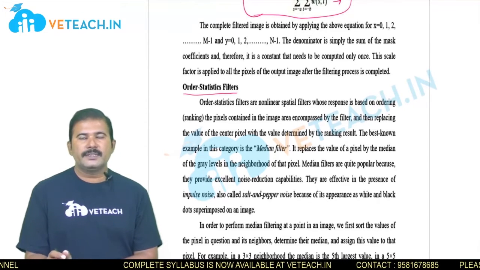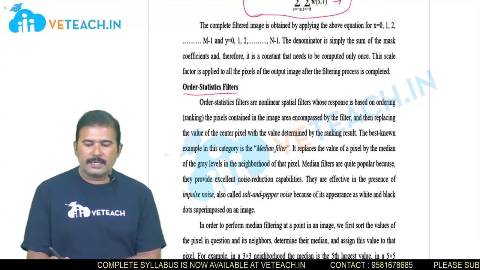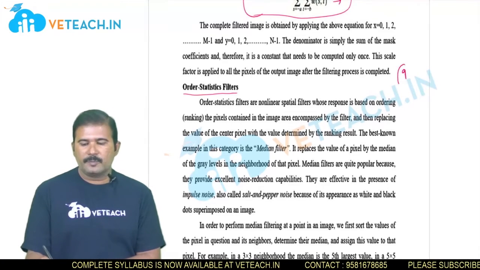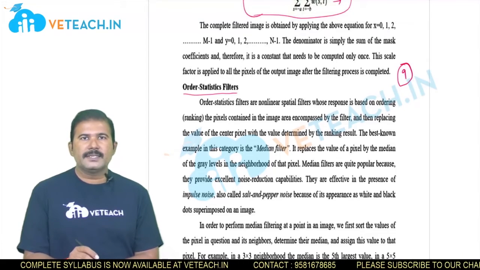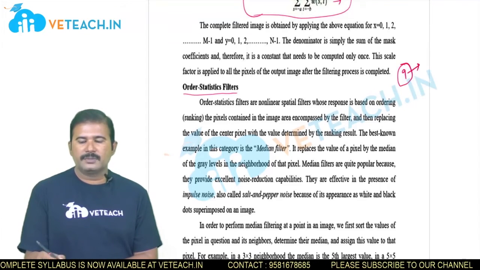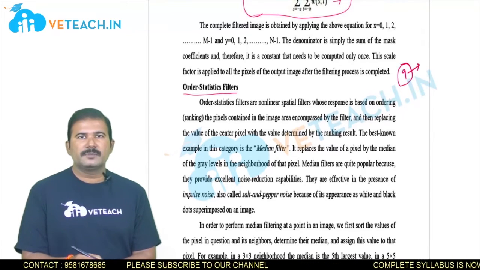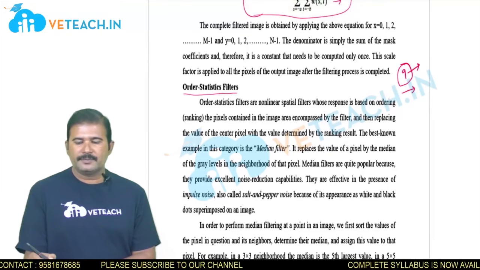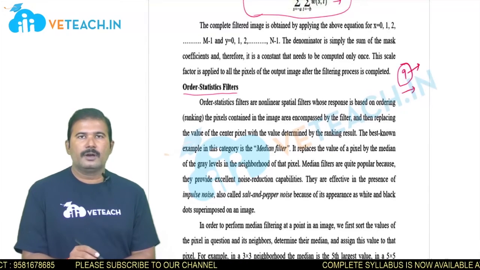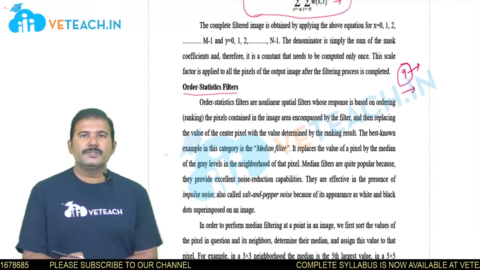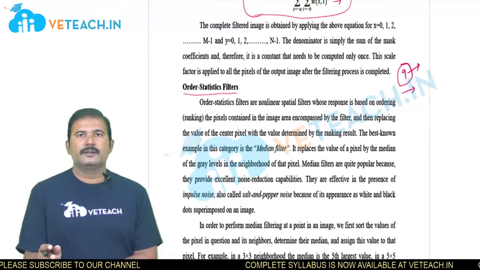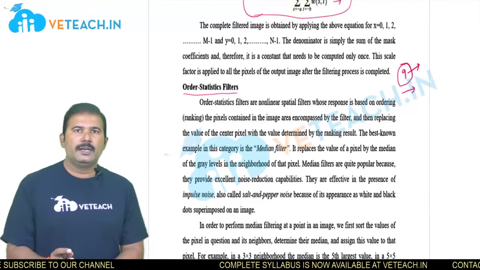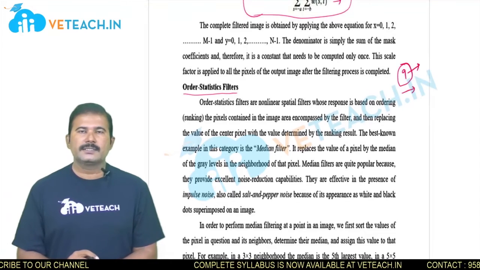In a 3 by 3 region, consider all the 9 pixels covered by that 3 by 3 portion. If it is a minimum filter, we replace the center pixel with the minimum of these 9 values. If it is a maximum filter, we replace the center pixel with the maximum value out of these 9. Median means we arrange the pixels in increasing order of their intensity values, and the mid value is considered.